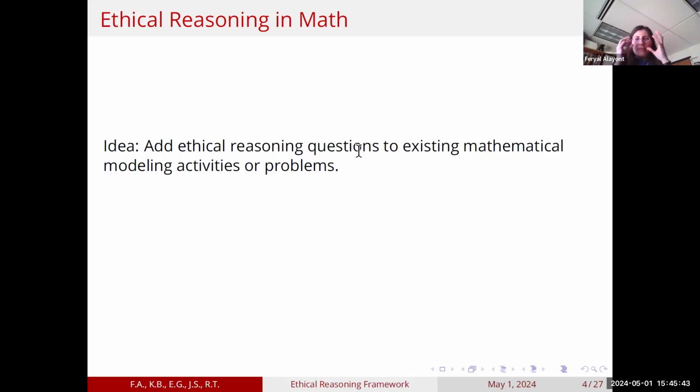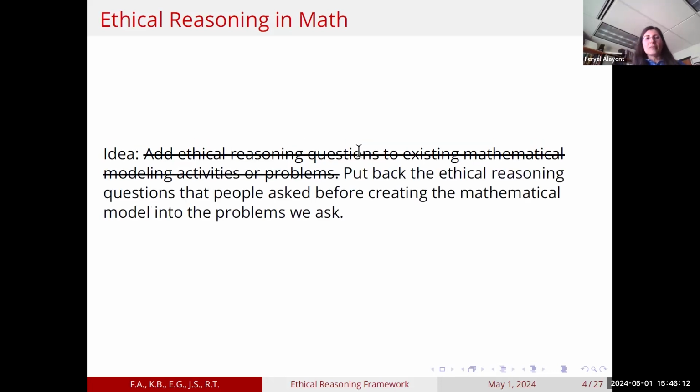So what's our one line idea of what we're doing? The framework that we're using is adding ethical reasoning questions to existing mathematical modeling activities or problems. So if you think about incorporating, that's how we're thinking about doing it. We're not writing anything from scratch, just taking a regular problem and adding questions to it. But then this is what we said initially. Then I realized, wait a minute. Nope, I'm going to scrap all of that.